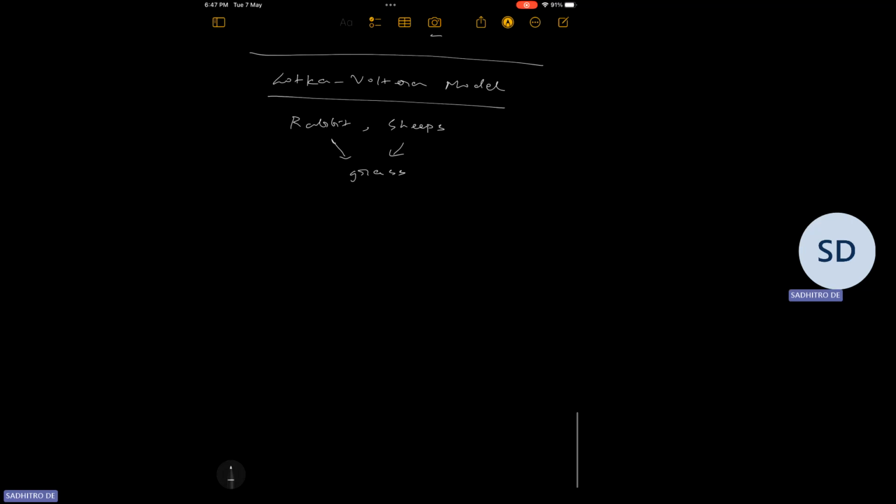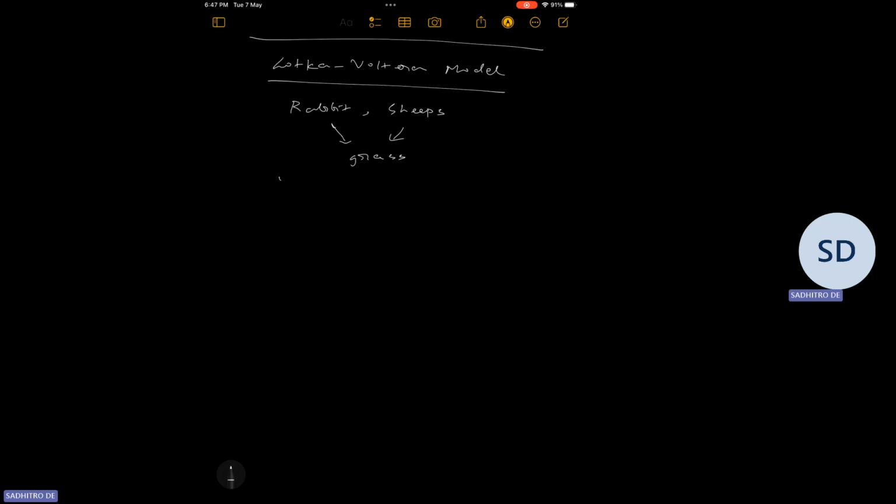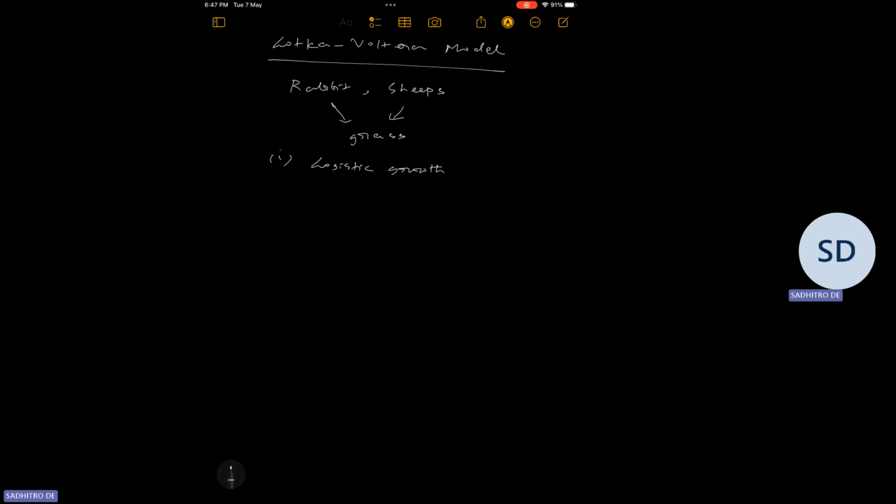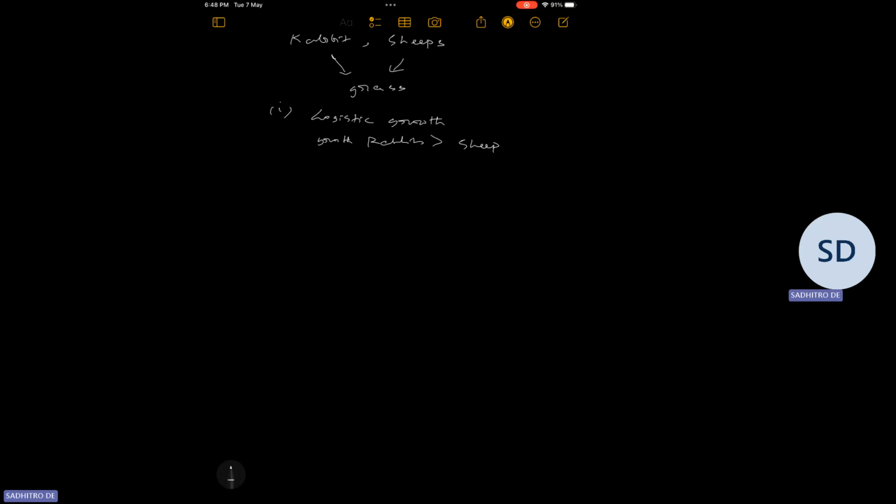So the two main effects that we consider are as follows. One is that both the species grow to their carrying capacities in the absence of the other. So both of them are assumed to follow this logistic growth pattern, which we had studied earlier. Okay, and because physically speaking, rabbits have the ability to reproduce faster, we say that the growth rate of the rabbits is faster than the growth rate of the sheep. So this is one assumption that we make.